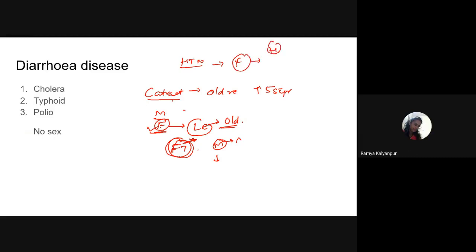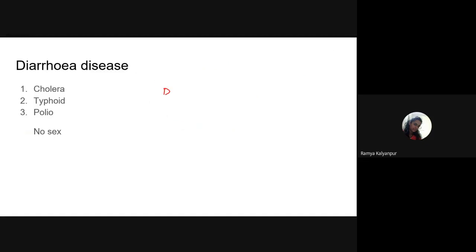And again, because hypertension is age related, as the age advances, the risk of developing hypertension increases. And again, females tend to live for a longer span, so they tend to get more old age related problems. Then can you tell me, diabetes mellitus, is it more common in males or females?